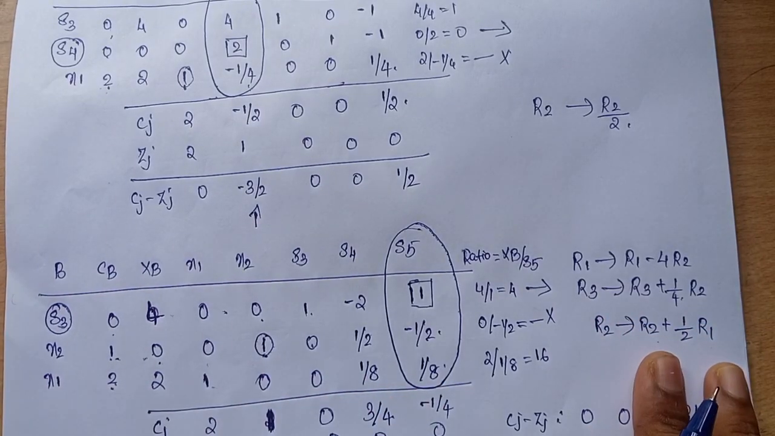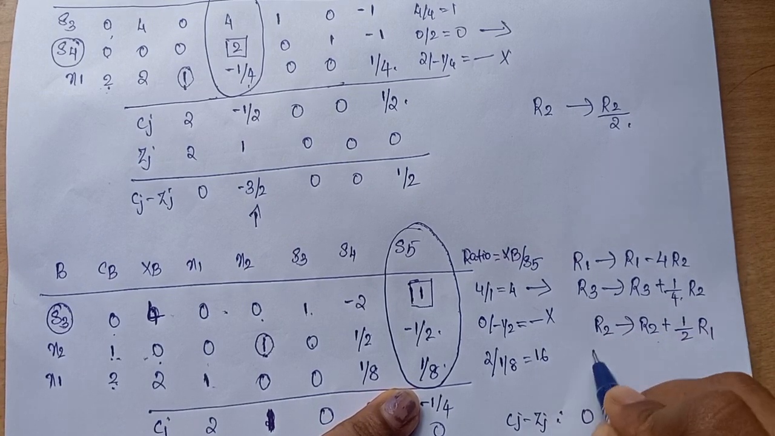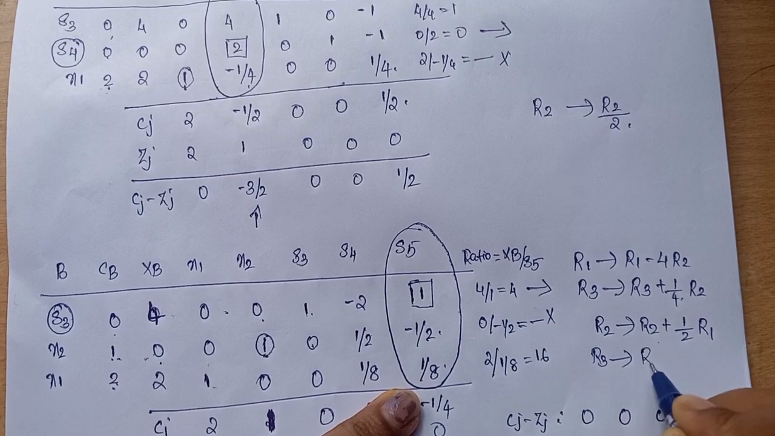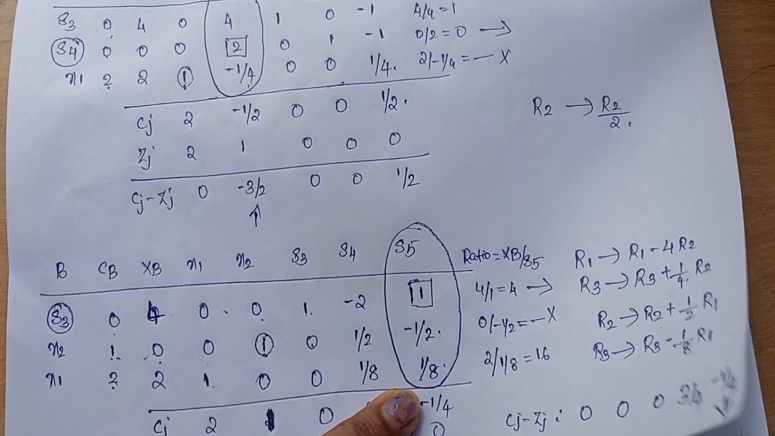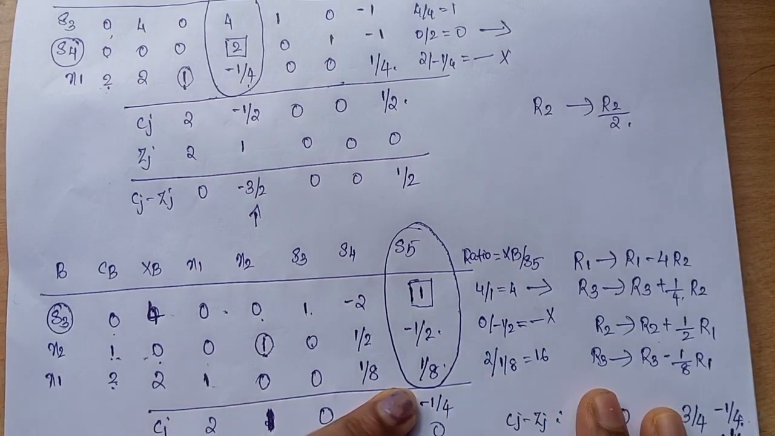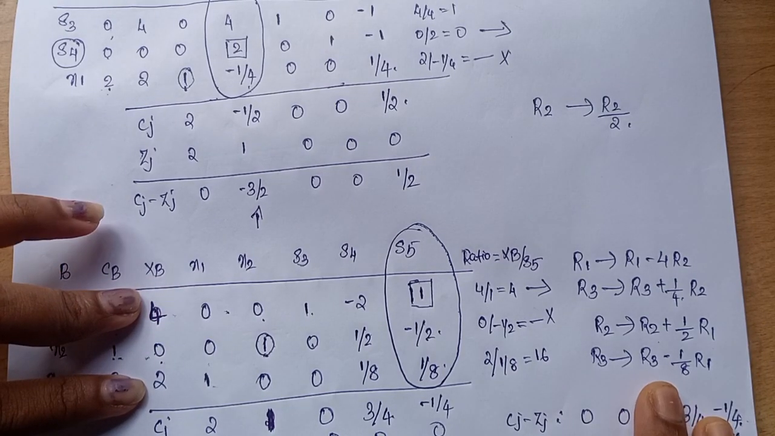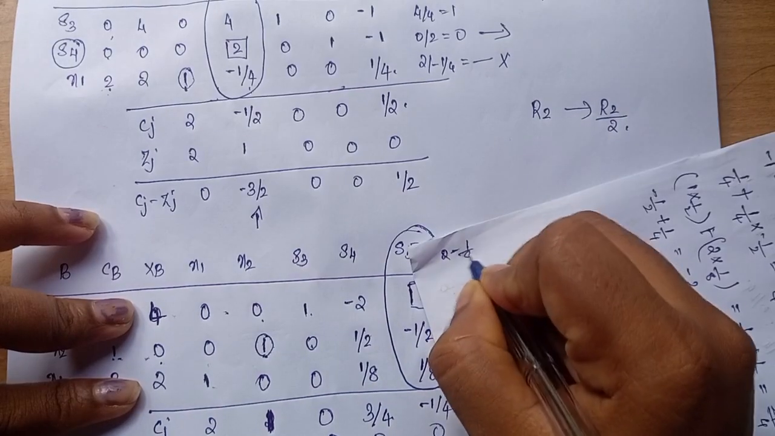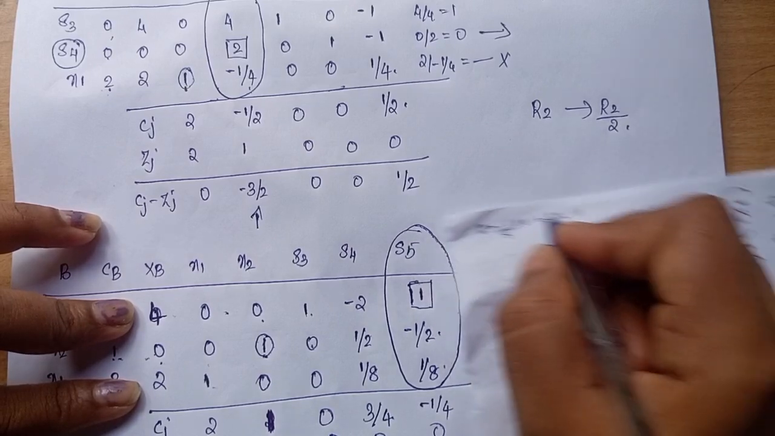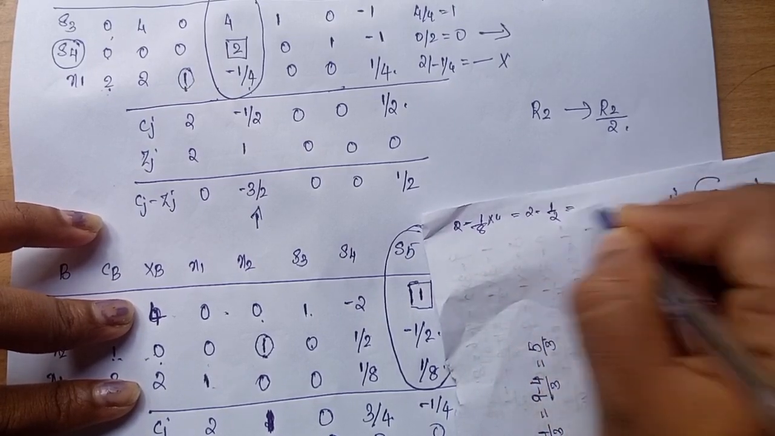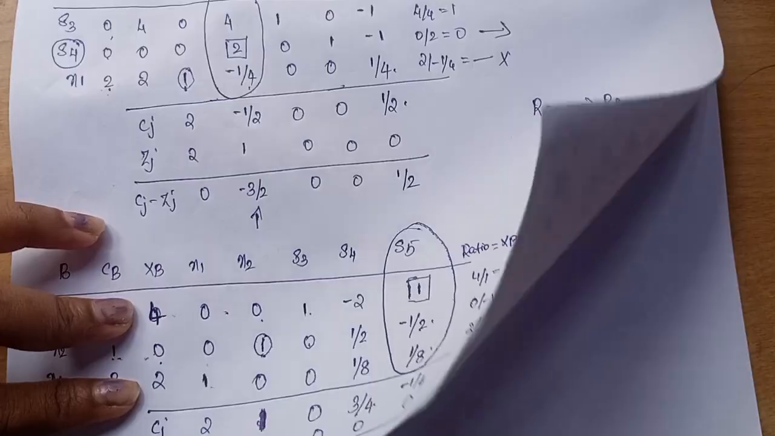And in the third row, here the element is 1/8. So we want to convert this to 0. For this, the operation is the third row, that is R3 changes to R3 minus 1/8 into R1. So the entries here are 4 and 2. Apply this operation, we get 2 minus 1/8 into 4, that is 2 minus 1/2, that is 4 minus 1/2 equal to 3/2. So here the value is 3/2.